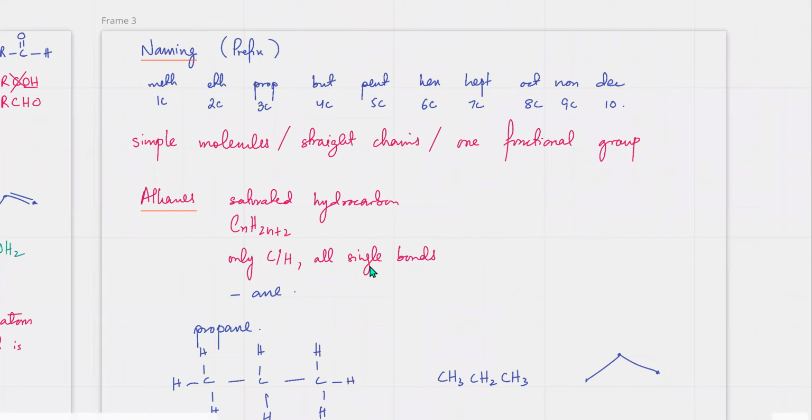Alkanes were saturated hydrocarbons. That means they were all single bonds, carbon and hydrogen atoms. Remember the counting: meth, eth, prop, but means 4 carbon atoms, pent is 5, then 6 carbon atoms, 7, 8, and non and dec. So we were just doing the naming of simple molecules, straight chains that only have 1 functional group, that's it.